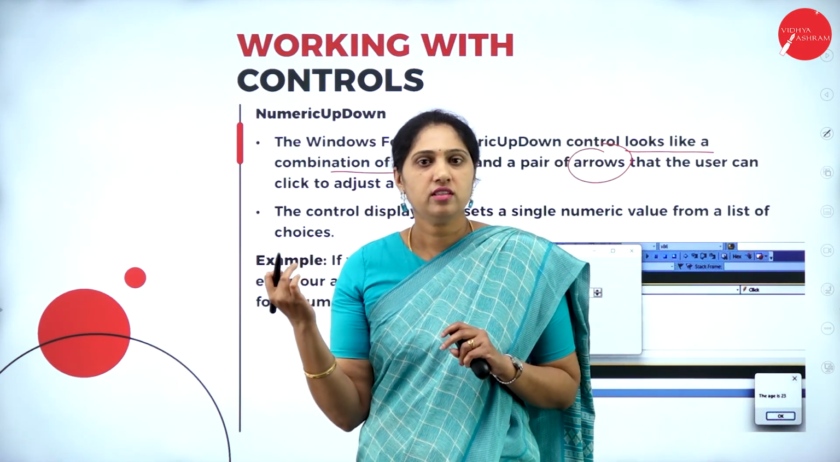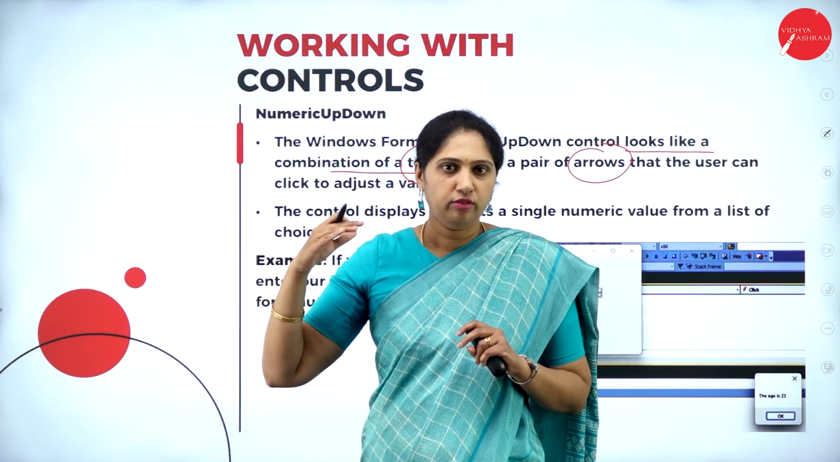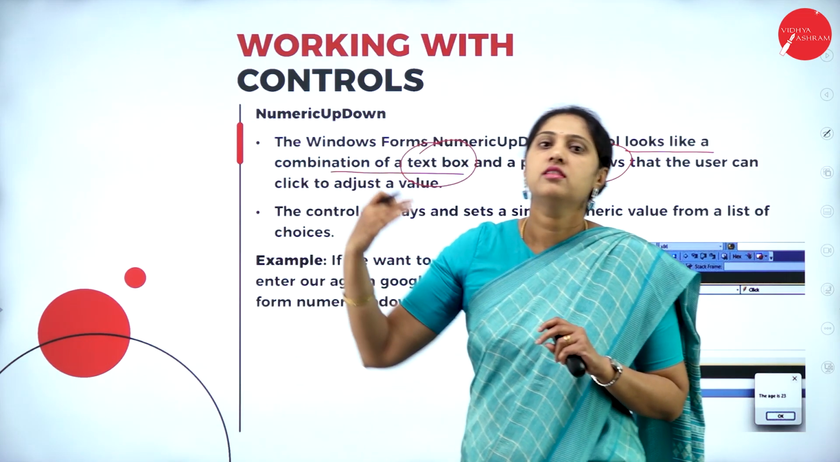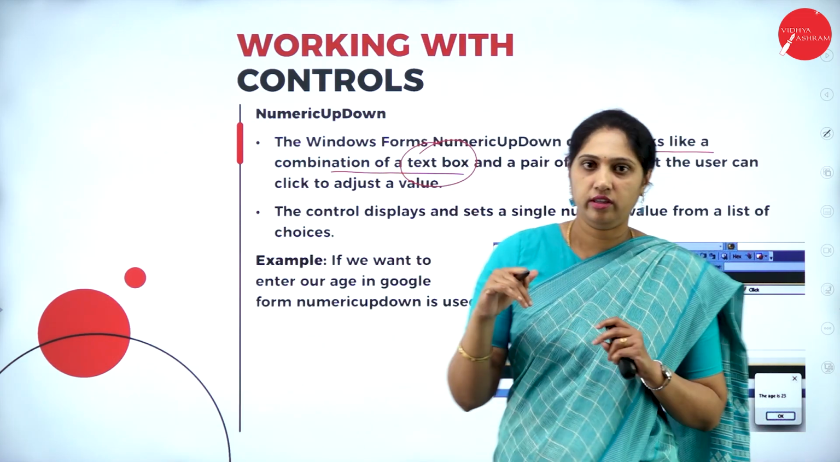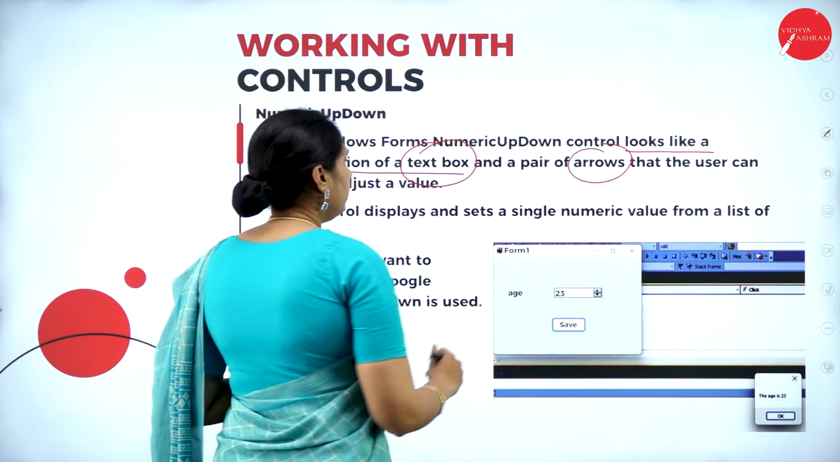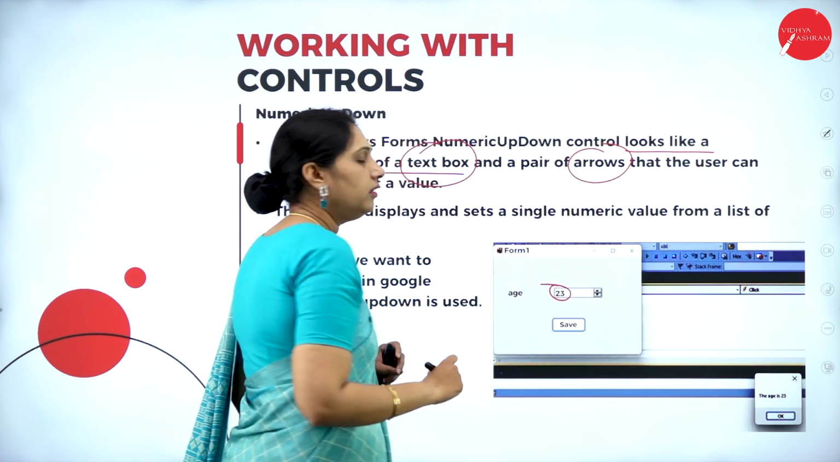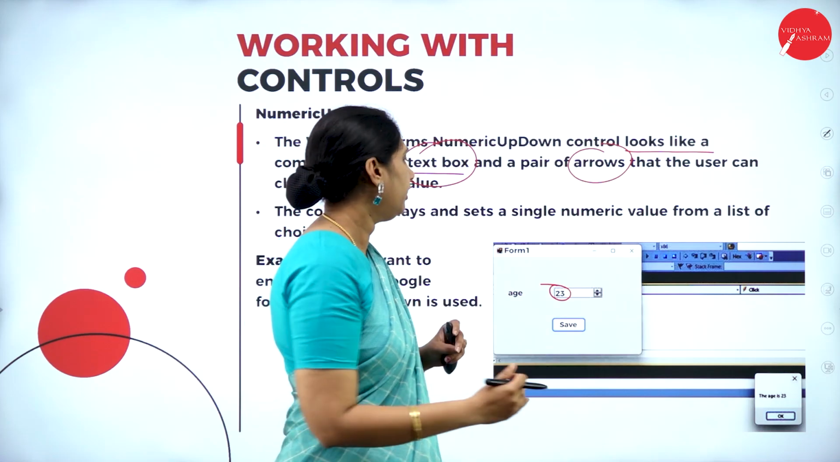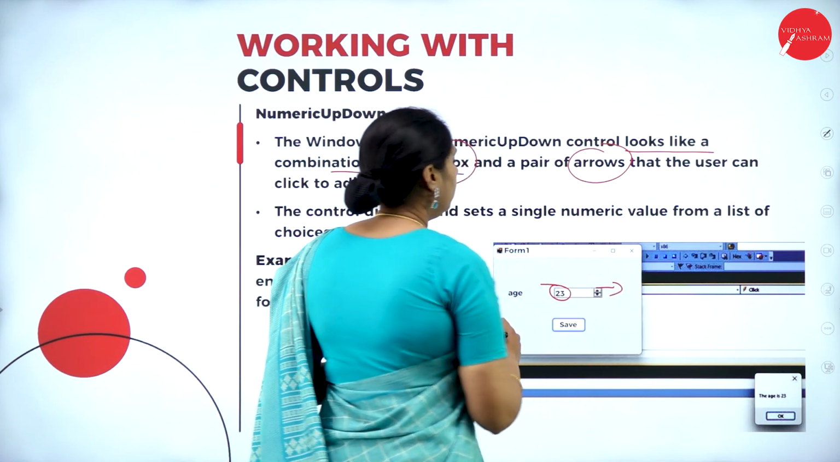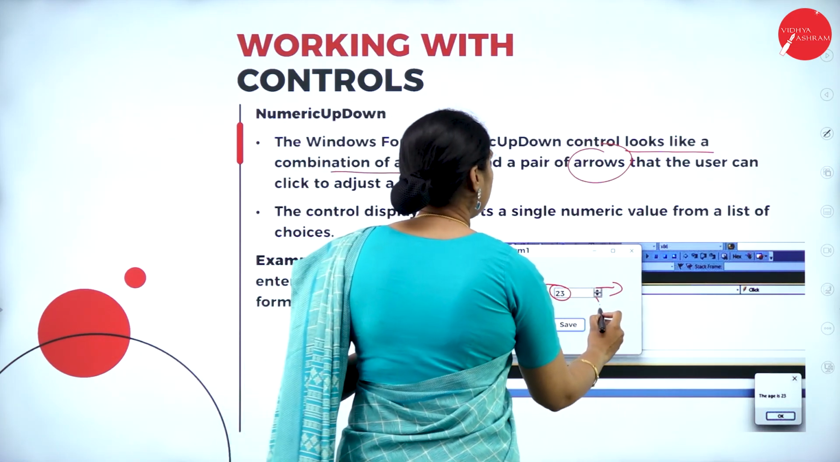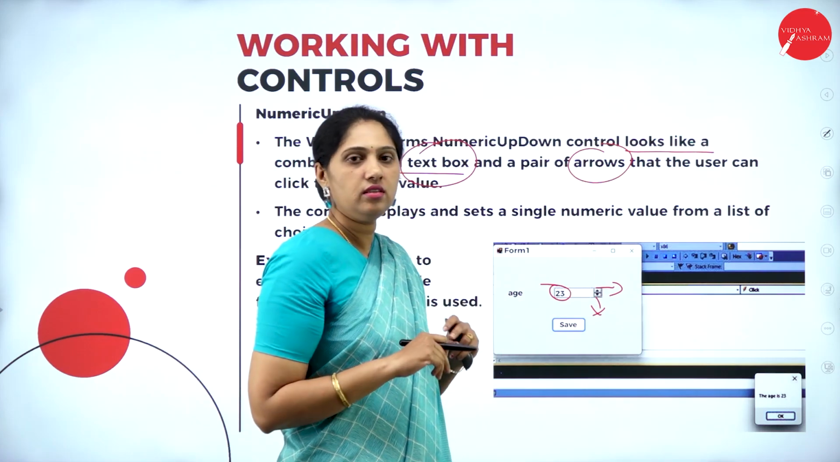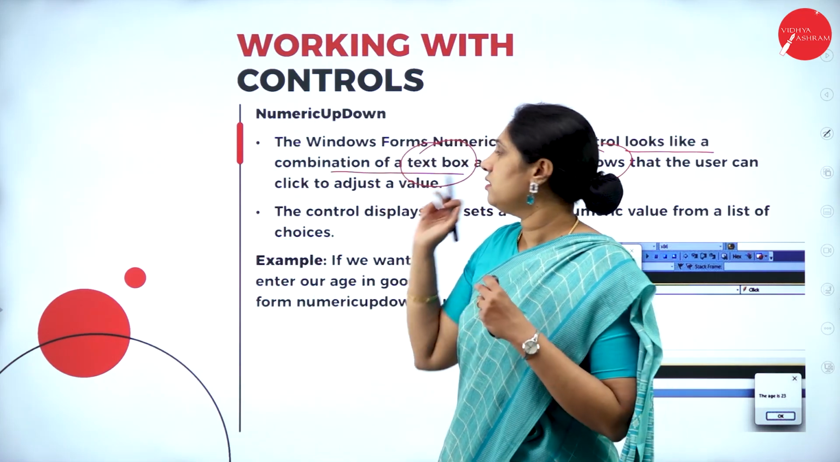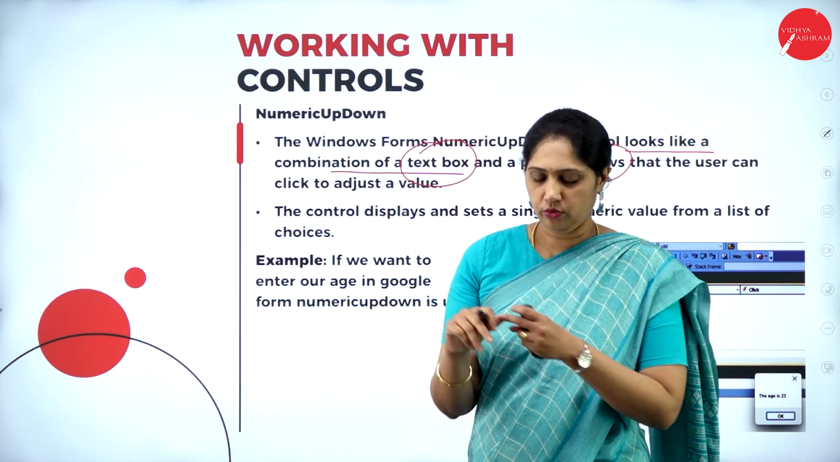What will these arrows do? It will go up, down. If I go up, it will increase. The other one will do down. So for example, 23. If I want to go to the next, I'll click on this arrow. Previous is this arrow. So this is nothing but numeric up down.